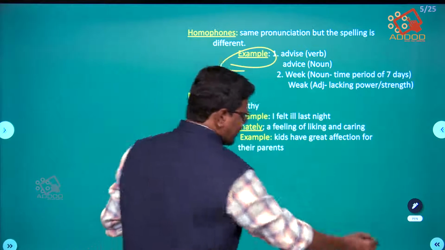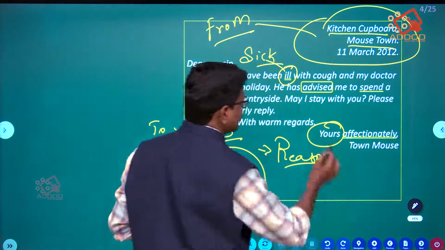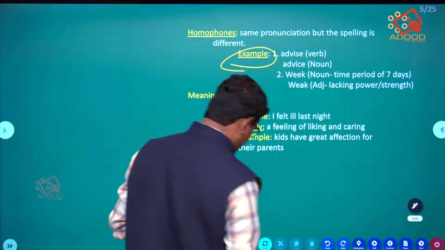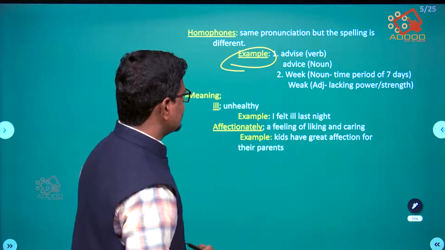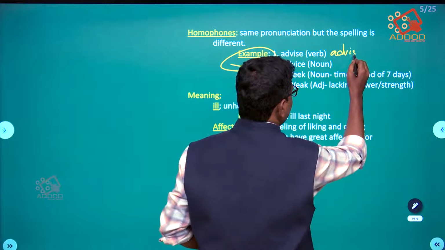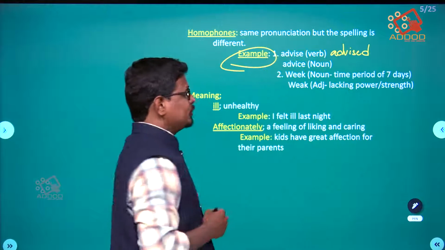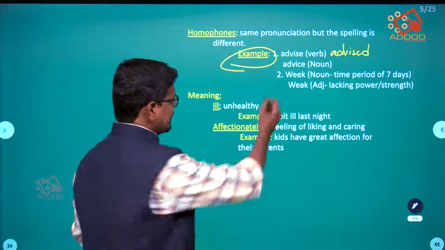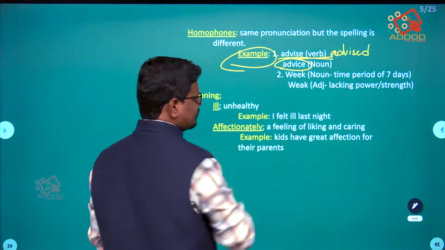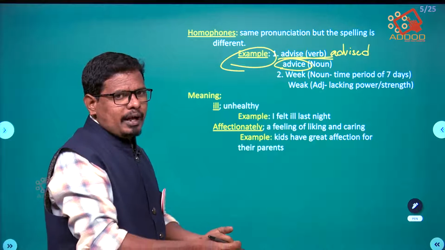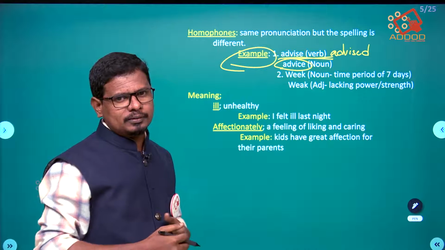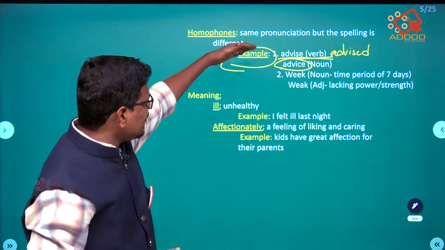Here you have a word in the previous slide, which is advised. Let us see the noun form for advised. Advised is a verb, and V2 and V3 is advised. So this is the verb form. Advice is a noun. We advise people and we take advice from others, and we are advised to follow this or that. So that is a homophone.